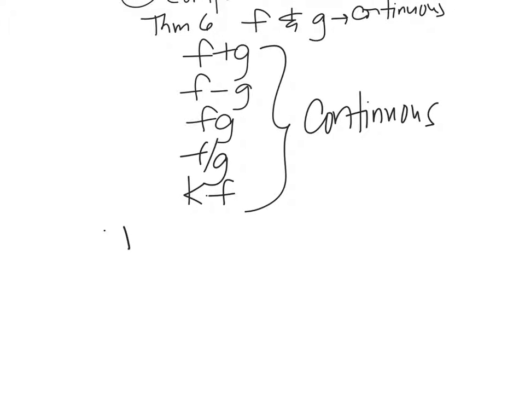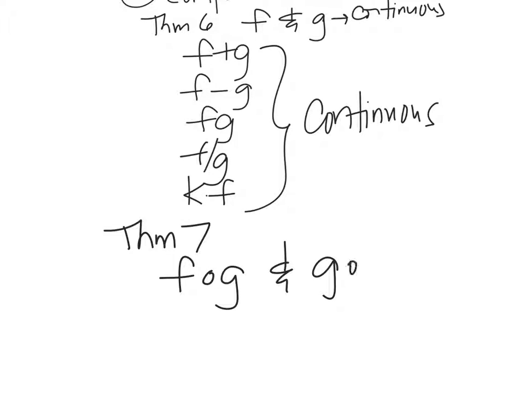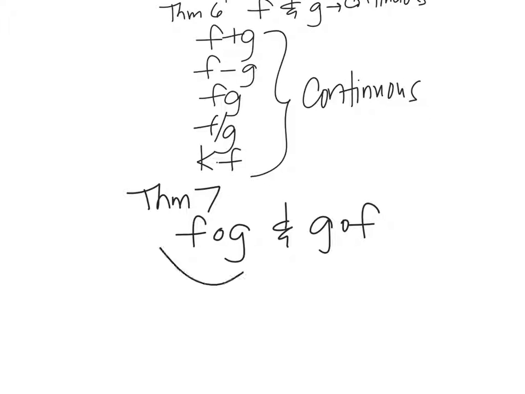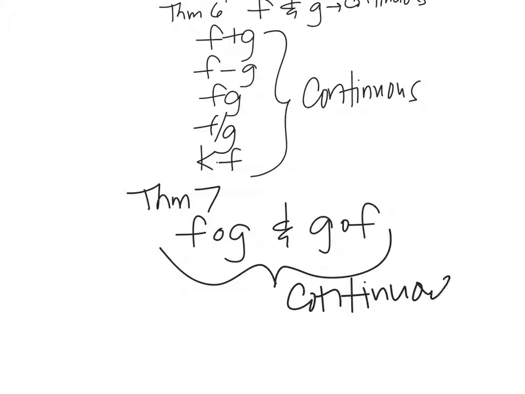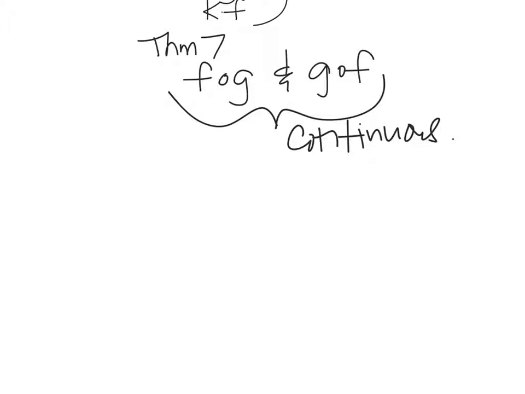Okay, Theorem 7 says not only are the sums and all that continuous, but the composites are continuous too. F of g and g of f. Those are both continuous also. So functions within functions are continuous. And they do a really good job of describing it, and I have this whole picture thing, but we don't need to do that. Okay, so let's look at the last one. You had some of these in your homework, and they were probably really confusing. They're really not that bad.